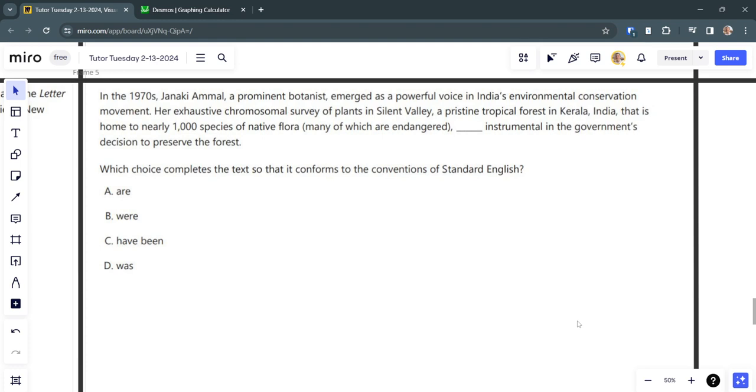Let me look at this question. In the 1970s, Janaki Amal, a prominent botanist, emerged as a powerful voice in India's environmental conservation movement. Her exhaustive chromosomal survey of plants in Silent Valley, a pristine tropical forest in Kerala, India, that is home to nearly 1,000 species of native flora, many of which are endangered, blank, instrumental in the government's decision to preserve the forest. Oh, that was such a mouthful.